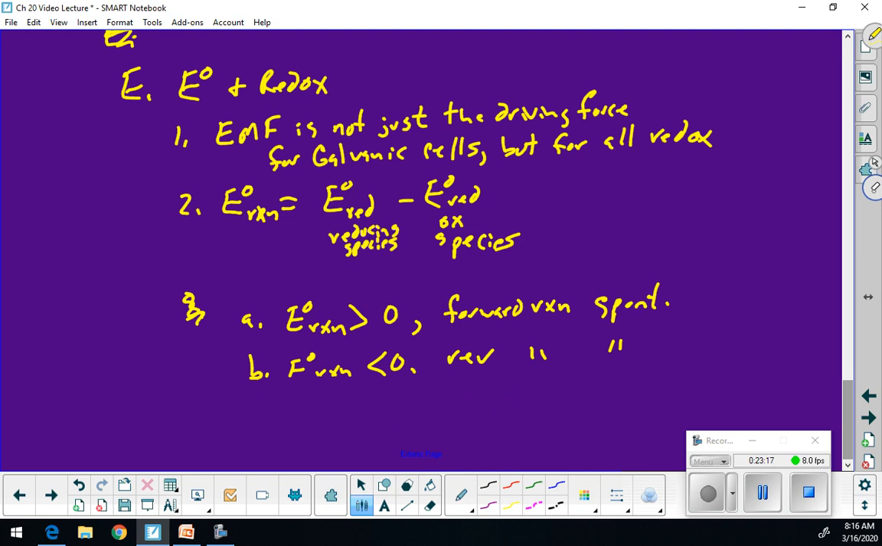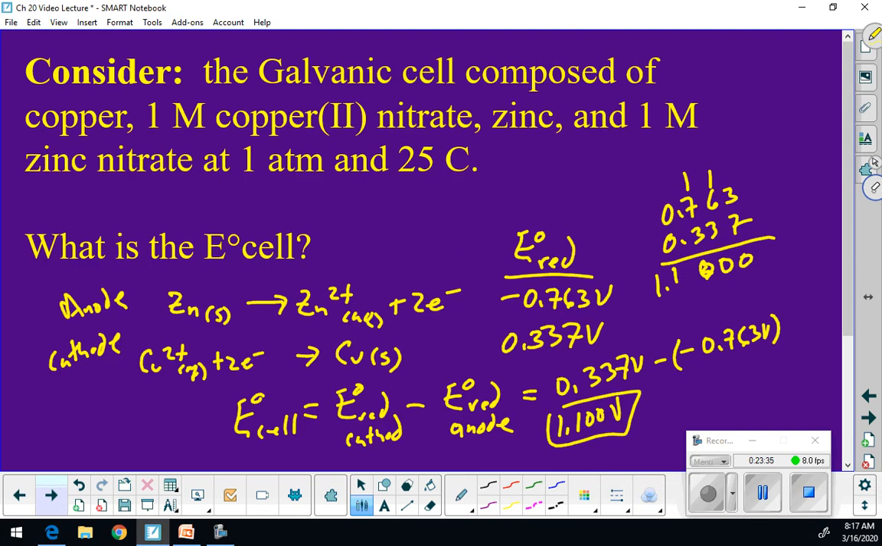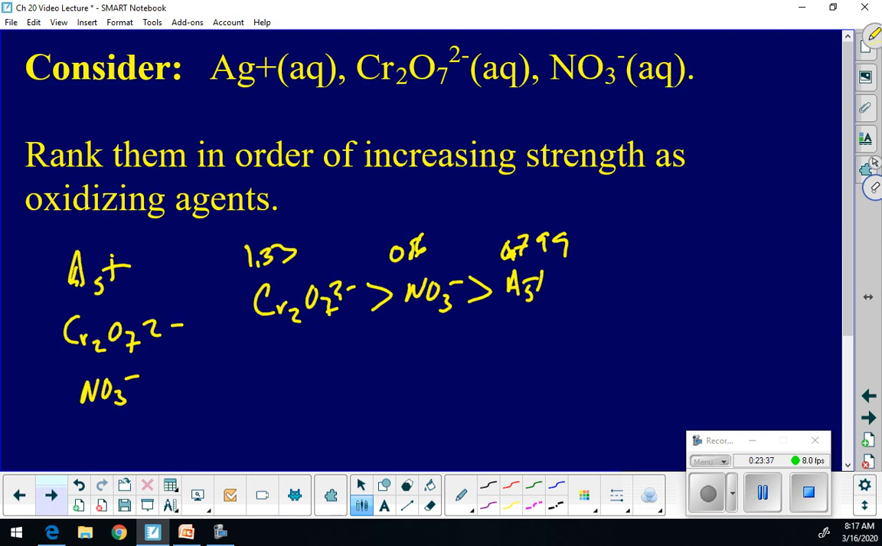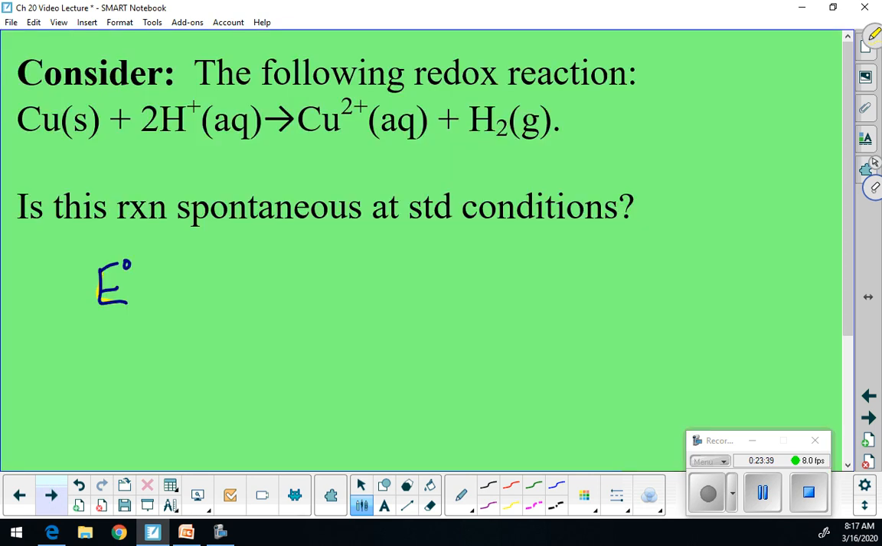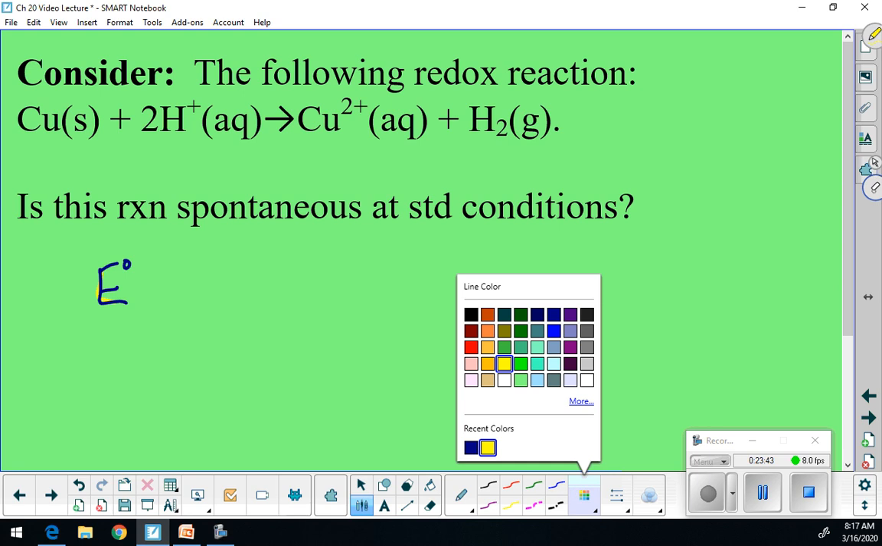Let's just stick here and say that if my cell potential for my reaction is greater than 0, the forward reaction is spontaneous, and if it's less than 0, the reverse. All right? Good. Now let's answer the question. I got to change my color pen.